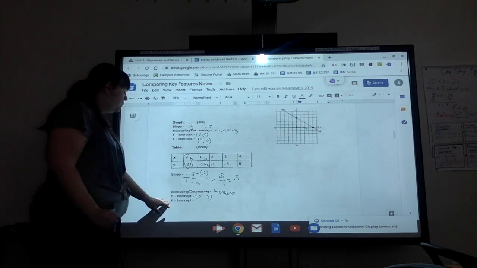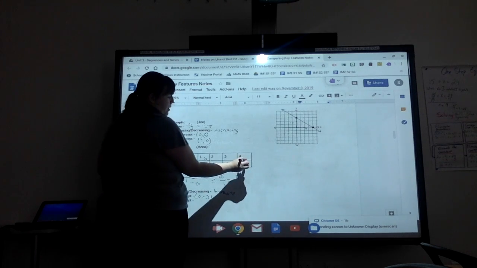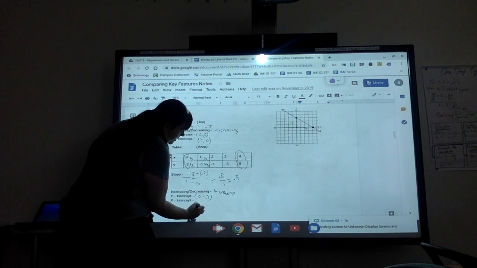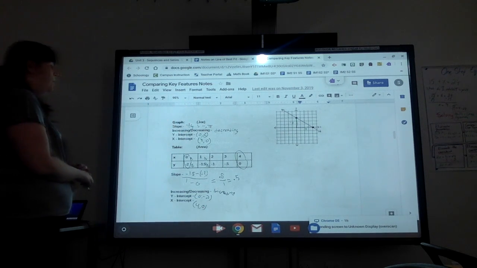Then her x-intercept is where y is 0. And that's over here. This is where y is 0. Which means it took her 4 seconds to hit flat land, to have no more dirt, or no more hole.